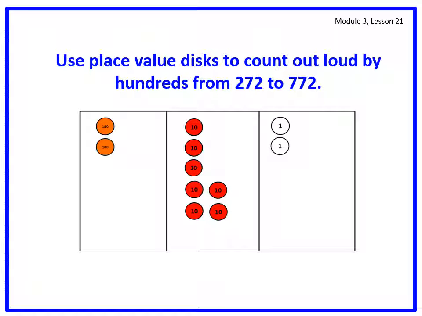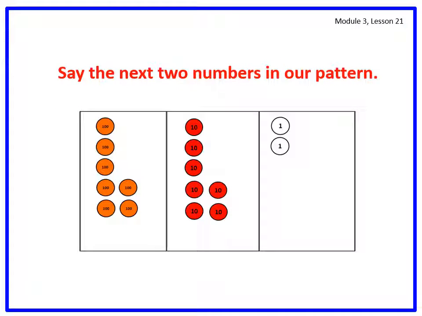Let's use discs to count out loud by hundreds from 272 to 772: 372, 472, 572, 672, 772. What are the next two numbers in our pattern? That's right, we were counting by hundreds. So if we were at 772, 100 more is 872 and 972.